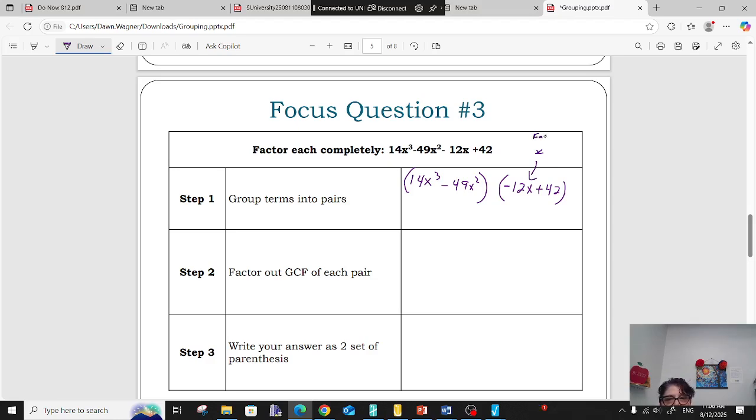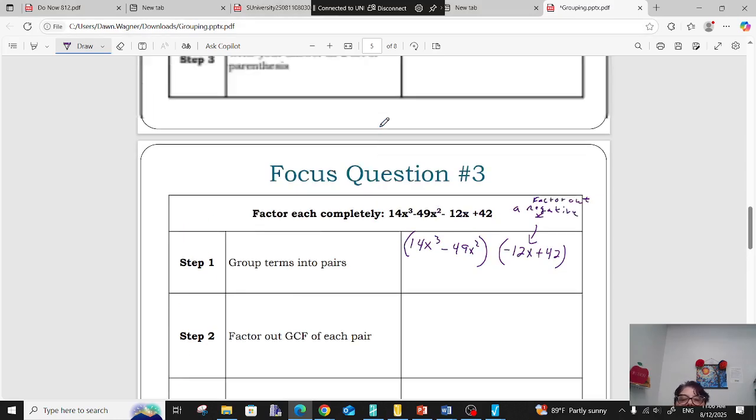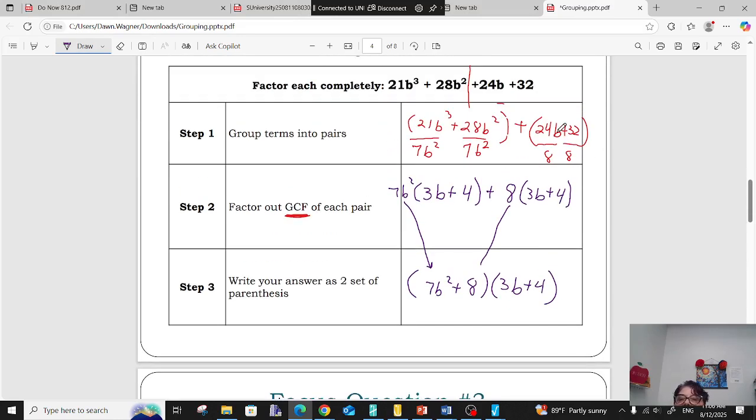Factor out. Yes, Rosa, factor out a 24b divided by 8b is 3b. Yes. 24 divided by 8 is 3.